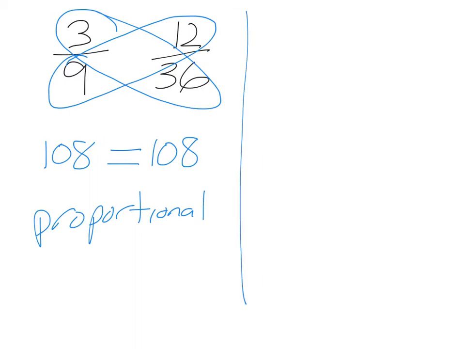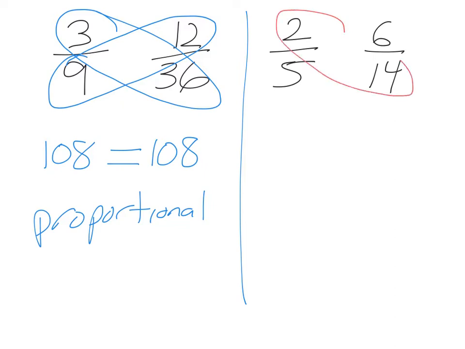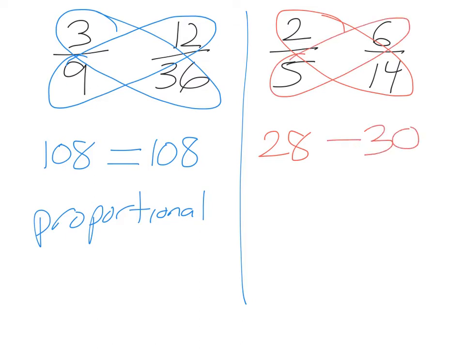Now, try this one. 2/5 and 6/14. Why don't you pause the video and you try to see if these two are proportional. Alright, well if you did it right, you multiplied 2 times 14 and you got 28. You multiplied 5 and 6 and you got 30. Since 28 does not equal 30, obviously, this is non-proportional.